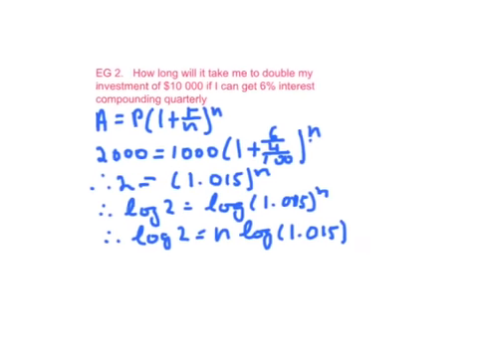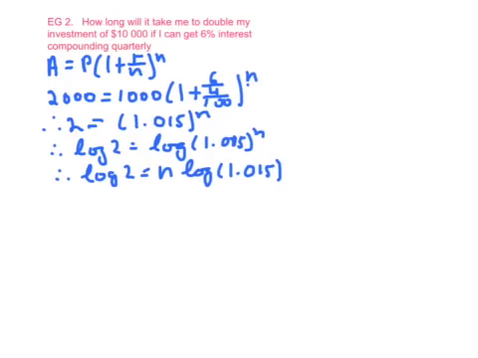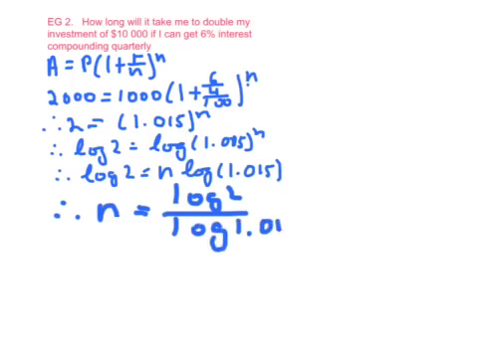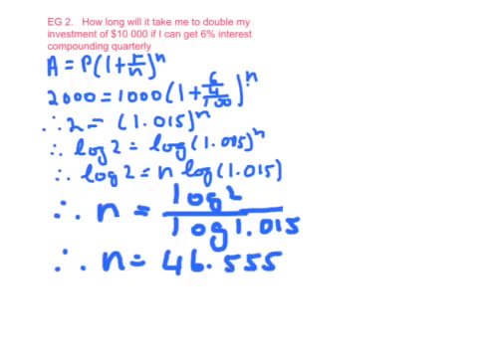Okay, so let's get some space going. And I'm going to write n on this side equals, so dividing both sides by log 1.015, I get n equals log 2 over log 1.015. Now on your calculator you can enter that as follows: log 2, press equals, then divided by log 1.015, and you're going to discover that n equals 46.555, and I think there are some decimal places after that.